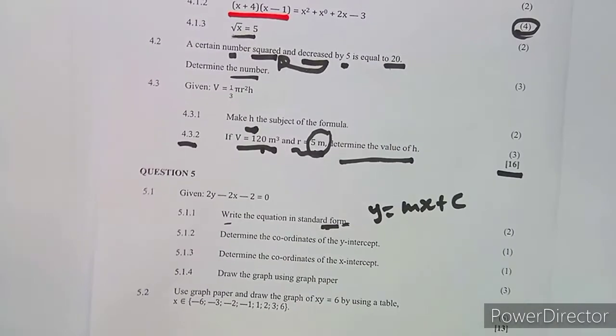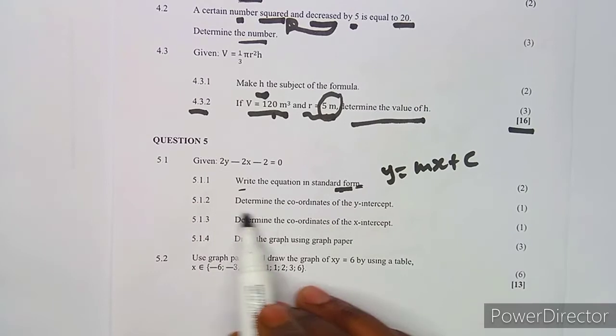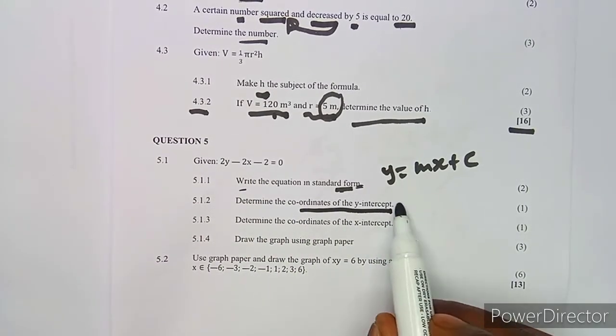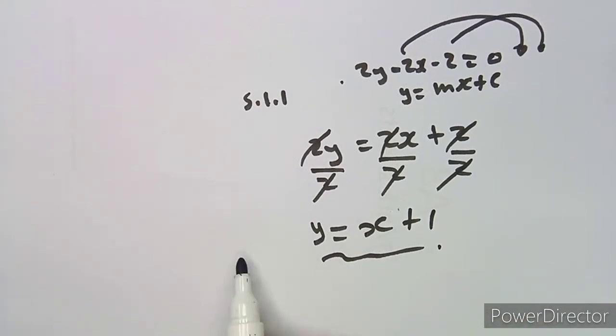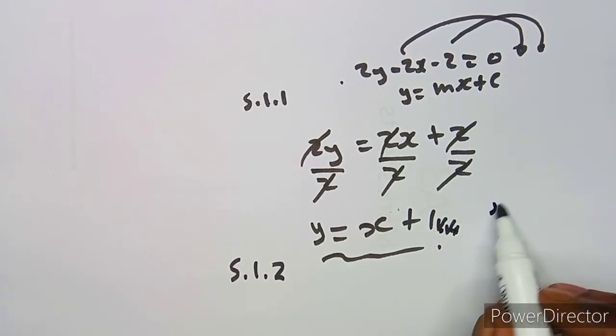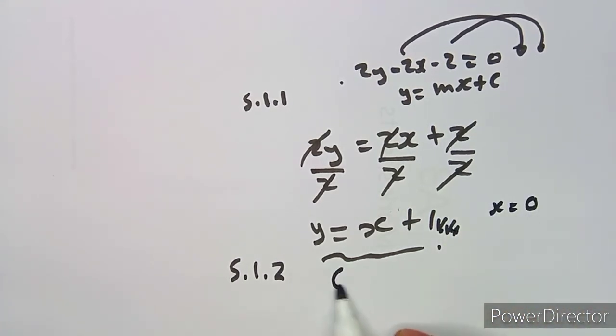All right. Then on 5.12, determine the coordinates of the y-intercept. Once you write this equation, this represents the y-intercept. So at the y-intercept, remember x is equal to 0. So as a point, it is 0, and y is equal to 1. So it's going to be (0, 1).